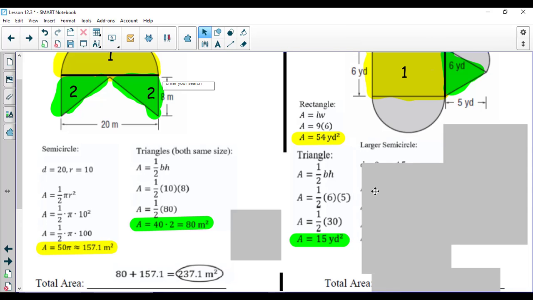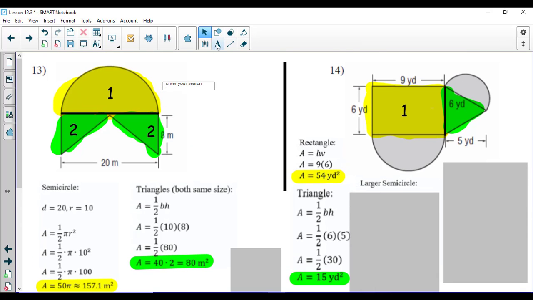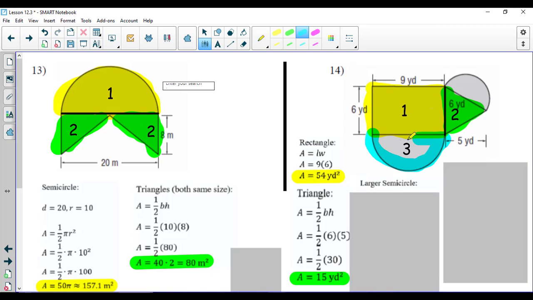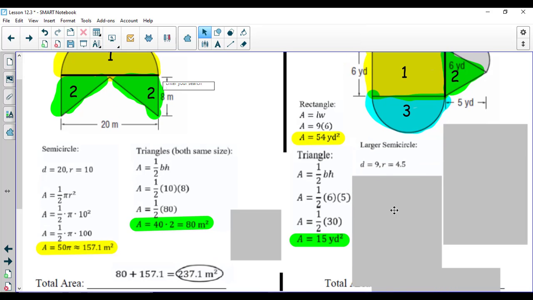The next one that I did was the larger semicircle. I call that region 3. Got to label those. And I'll highlight this guy in blue. So it's going to be this. And we need the radius of this half circle. Our formula is going to be half times pi r squared. So the diameter, which goes the whole way across, is 9 yards, the same as this dimension up here at the top of the rectangle. Half of 9 is 4.5. So the radius would be 4.5.